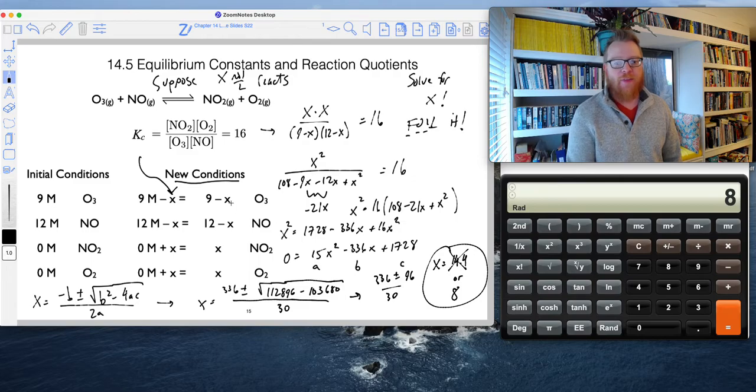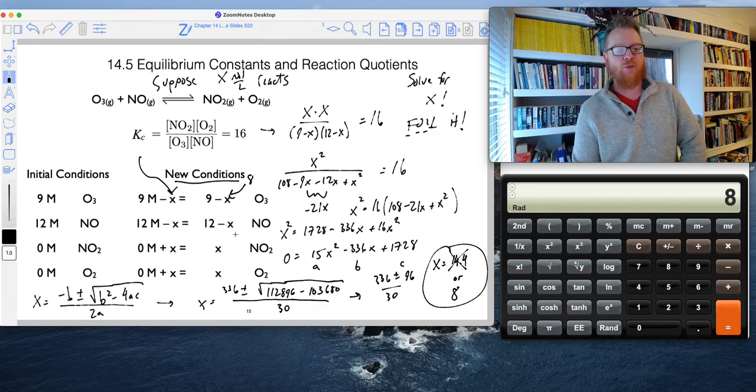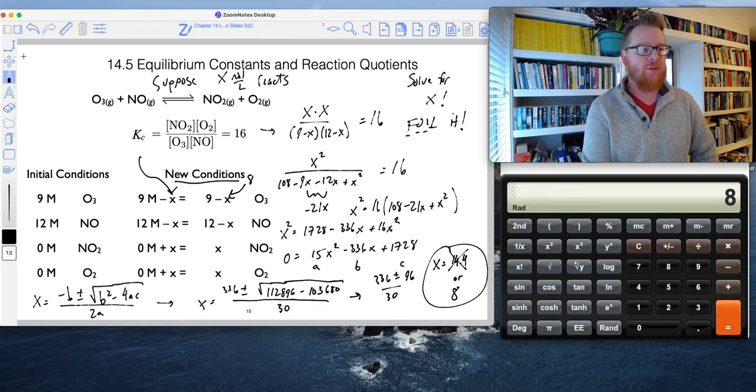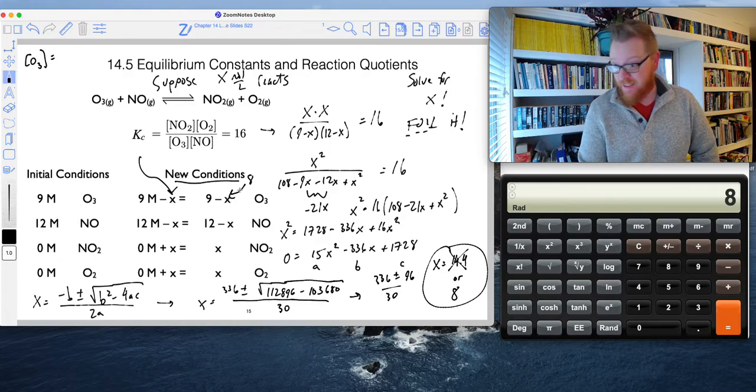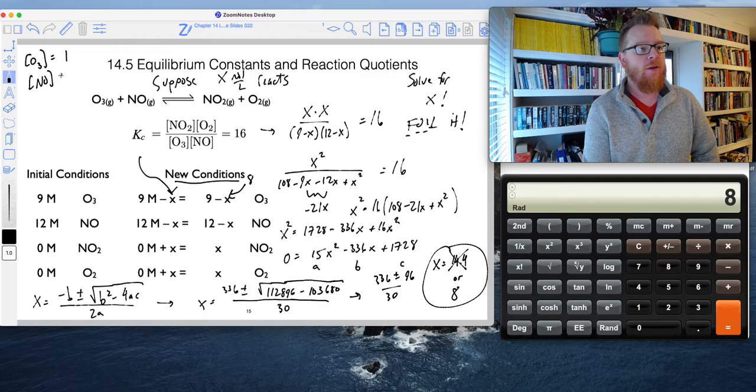And so now that I know that that's 8, we can plug in 8 to each one of those values of x. And again, I'm sorry I ran out of room here. But what that means for our new equilibrium concentrations, okay, so ozone is going to equal 1. You can see 9 minus 8 is 1. NO is going to equal 4. So we'll put units, molar and molar. And then now we can say NO2 is the same as O2, which is 8 molar at equilibrium.